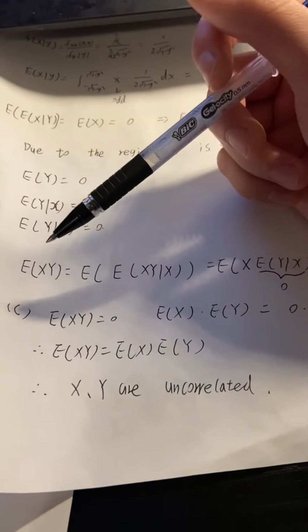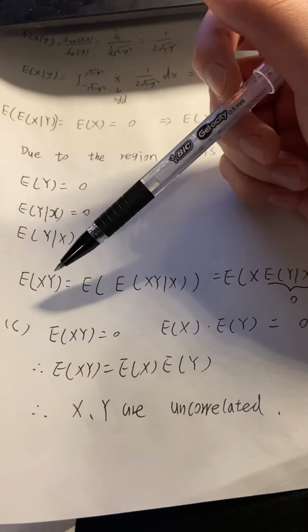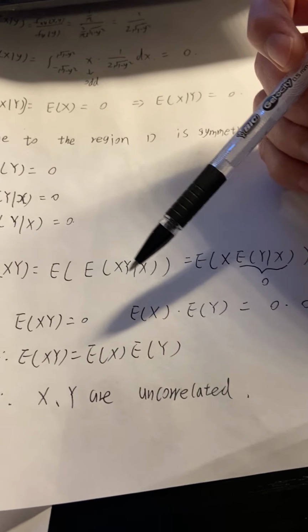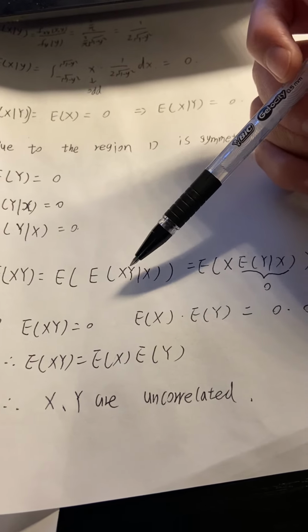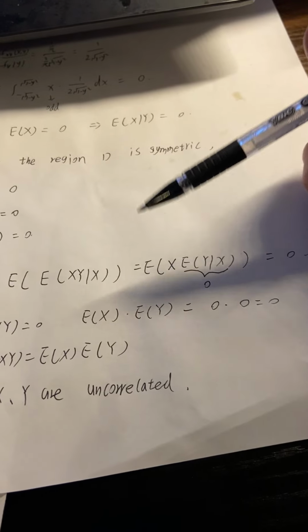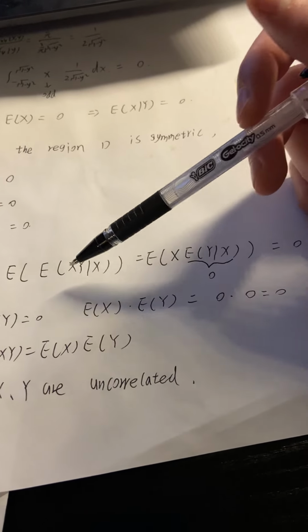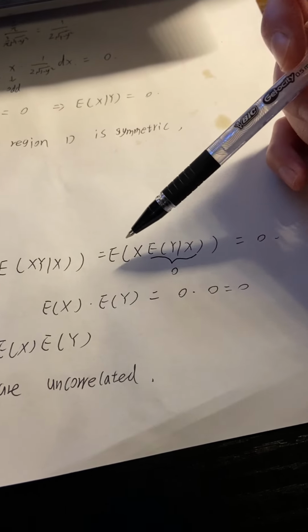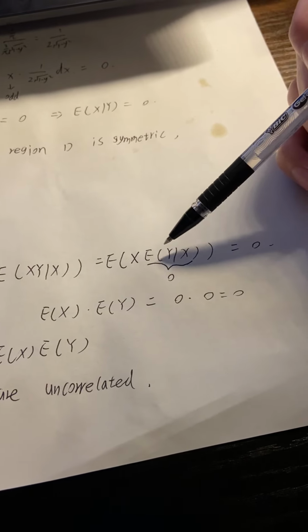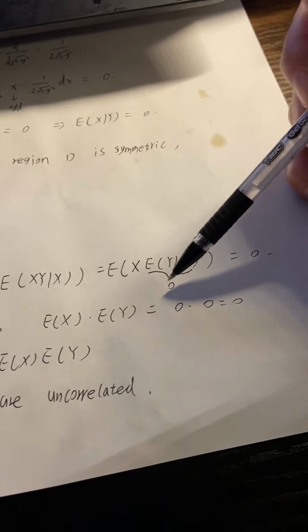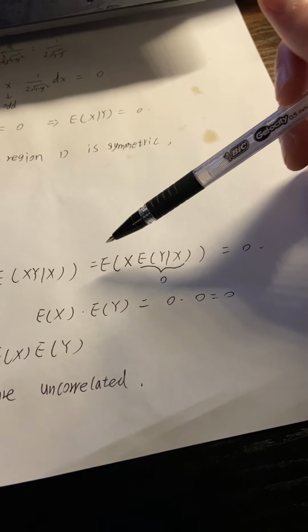And the last one, E of XY is equal to E of X times Y given X. Then we can put the X outside, so it will be X times E of Y given X, and this term is 0. So the final result will be 0.